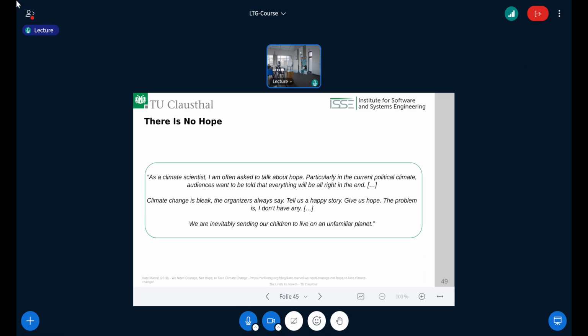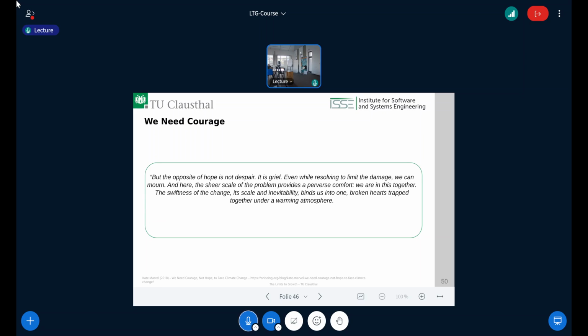We're inevitably sending our children to live on an unfair and unfamiliar planet. But the opposite of hope is not despair. It is grief. Even while resolving to limit the damage, we can mourn. And here, the sheer scale of the problem provides a perverse comfort. We are in this together. The swiftness of the change, its scale and inevitability binds us into one broken heart trapped together under a warming atmosphere.